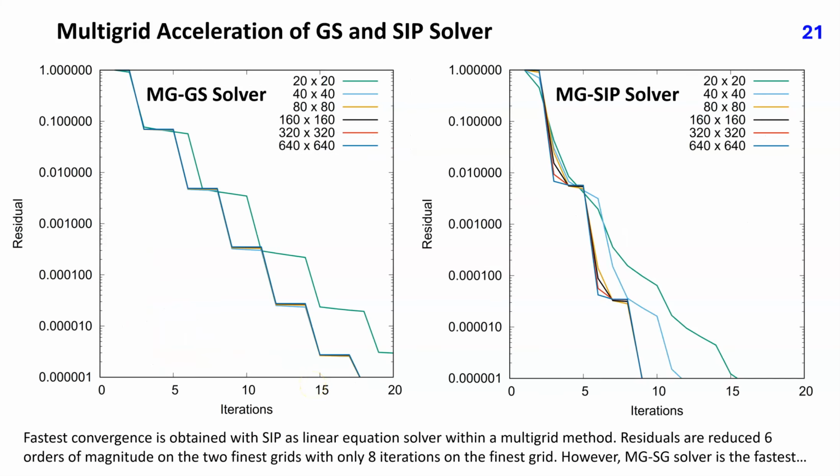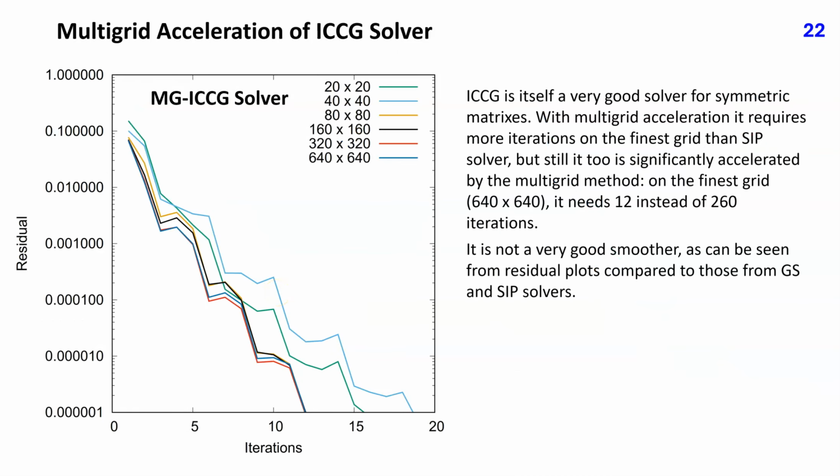This slide shows the performance of multigrid method with Gauss-Seidel solver on the left and SIP solver on the right. Multigrid method is ideally suited for solving the Poisson equation. On the 4 finest grids, the number of iterations required to reduce the residual norm 6 orders of magnitude remain constant with both solvers. With SIP, residual level is reduced 2 orders of magnitude within 1 V cycle, and with GS solver, more than 1 order of magnitude.